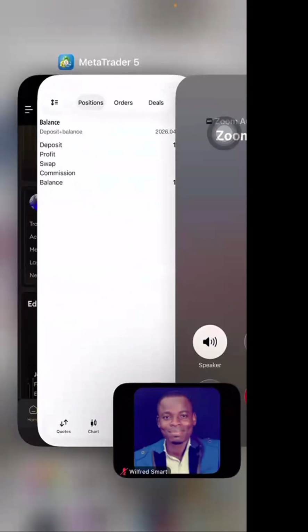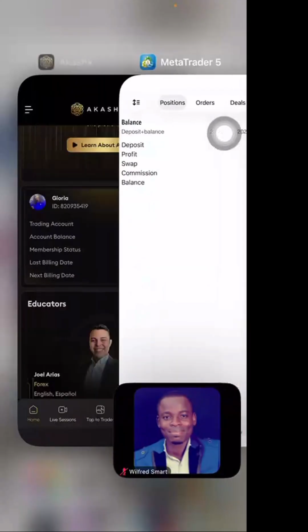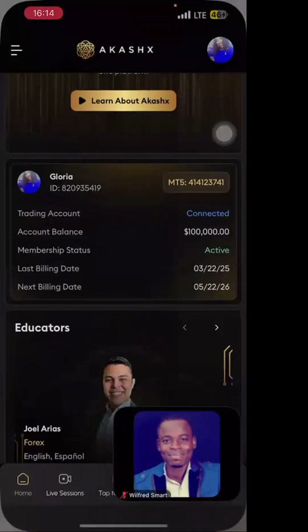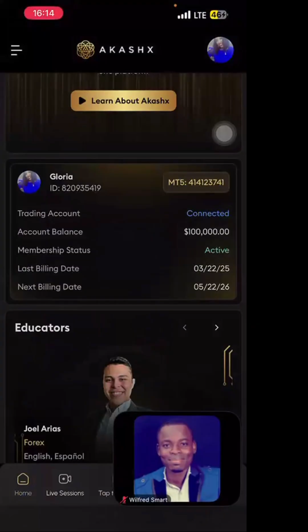I coach people, not just my mentees, right? I also have one-on-one mentorship with people that actually want to learn how to trade themselves. So I don't have time to trade challenge accounts. I like trading my real accounts. But because of my limited time and how busy I am, I just decided that Akashx should trade it for me.